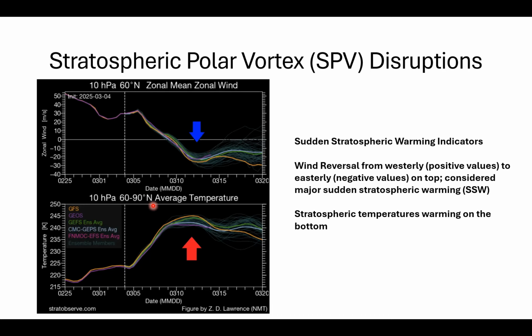The bottom shows the 60 to 90 degrees north latitude average temperatures. Whenever you have a major sudden stratospheric warming, you're going to have these temperatures go up like this, with more of a positive slope, and that indicates warming temperatures within the stratosphere. On the y-axis, we go from 215 to 250 Kelvin for the temperature range. And you notice how these temperatures really warm around March 5th all the way up to about March 11th.